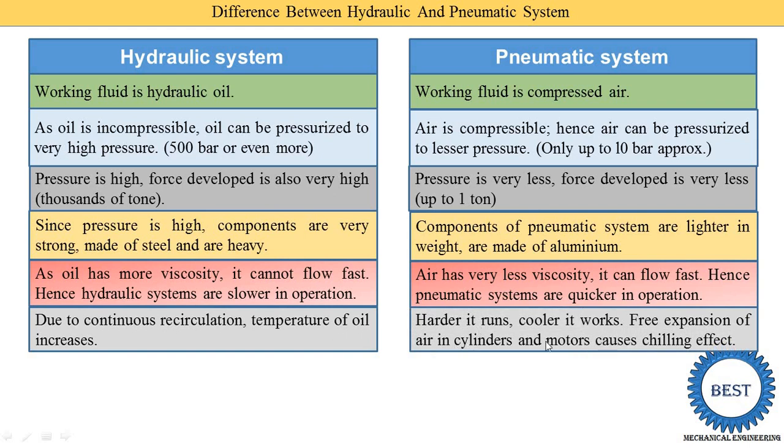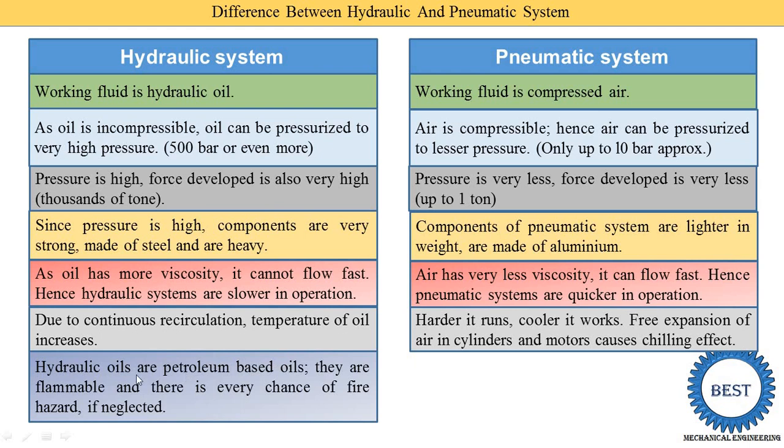In a pneumatic system, the harder it runs, the cooler it works. It means we use cylinders. In the cylinders the air expands. When we want to produce some force, at that time we require the expansion of the working substance. So when the expansion of the air takes place, its temperature is reduced. Free expansion of the air in cylinders and motors causes a chilling effect. So it is naturally chilled inside the motors.